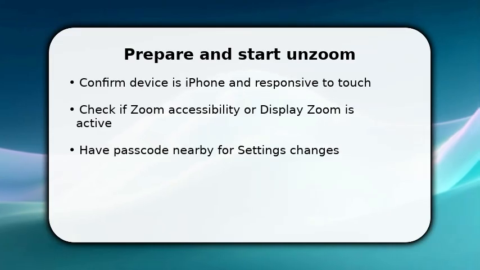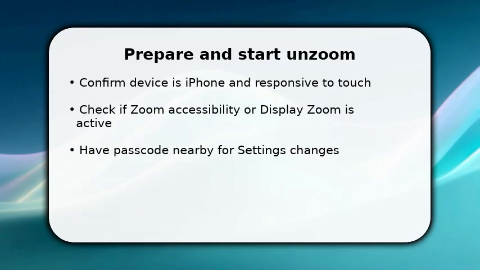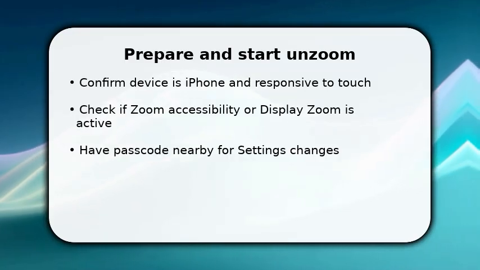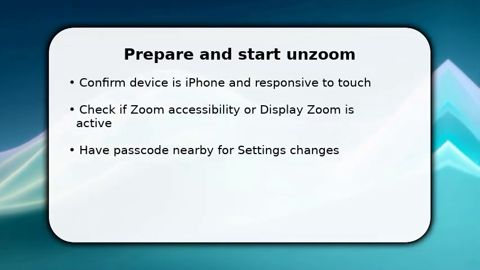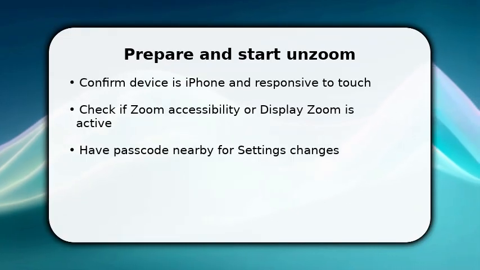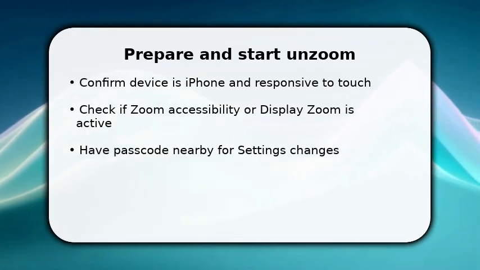You're starting with the essentials. Confirm the iPhone responds to taps and you can unlock it. First, try the 3-finger double tap to toggle zoom. This is the fastest fix because accessibility zoom often causes the magnified view.